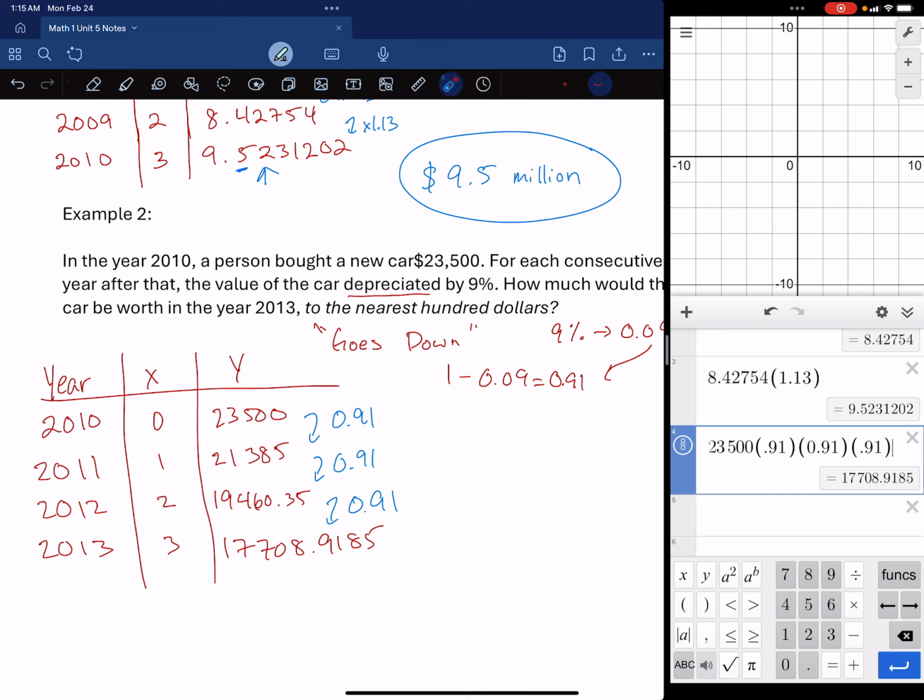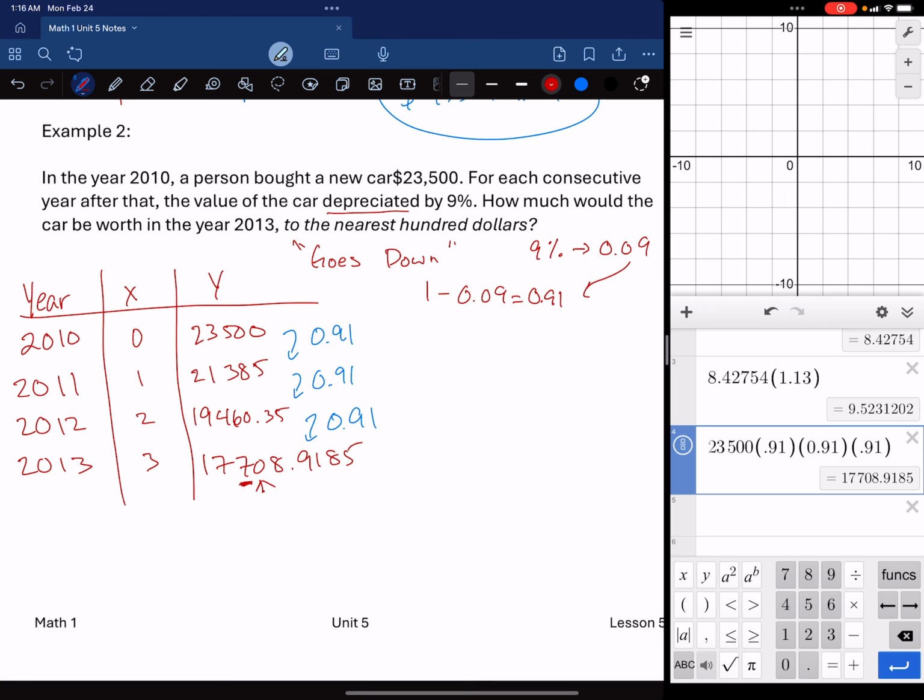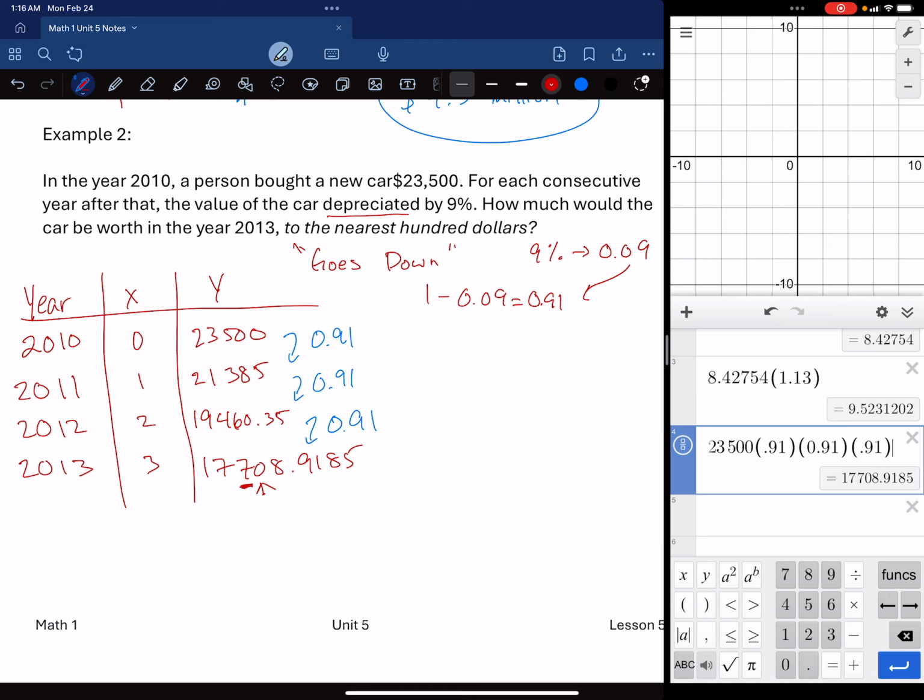Get the laser really quick. So remember, this 8 is my ones place. The 0 is my tens place. The second 7 is the hundreds place. So that's going to be the number we're rounding to. This is where I'm rounding to. This 0 is going to tell me if I round up or leave it alone. We're going to leave it alone. So the value of my vehicle after 3 years of depreciation is going to be $17,700, because you're rounding to the nearest $100.